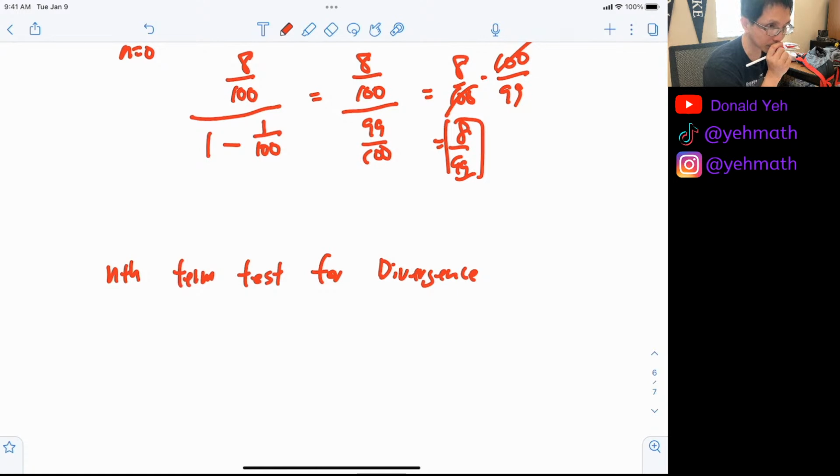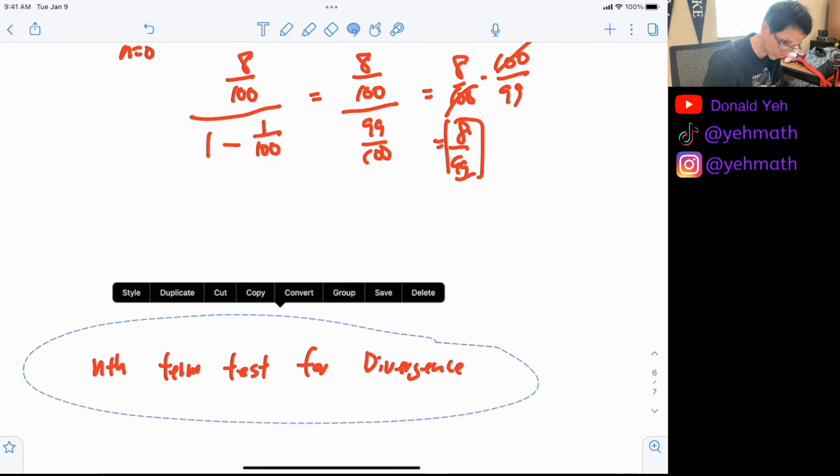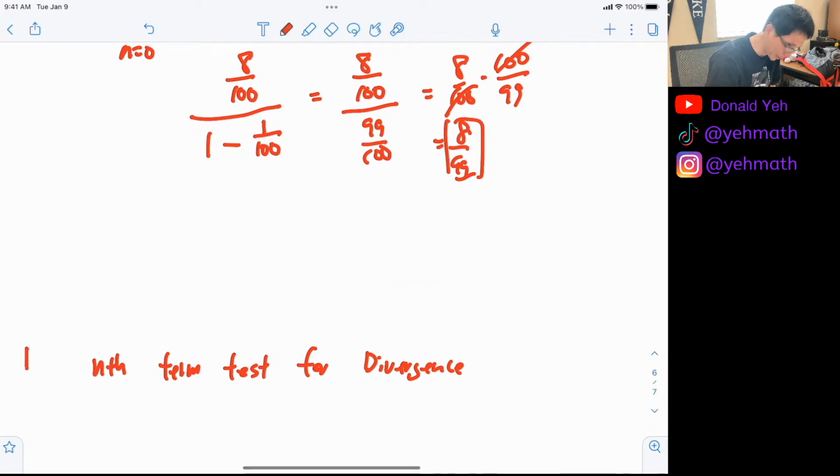Wait, so is this an nth term test for divergence? Yeah. Sorry, let me write something else first. I don't want to forget that. But this is the one that we're going to study most today. But this is something that we kind of know before.